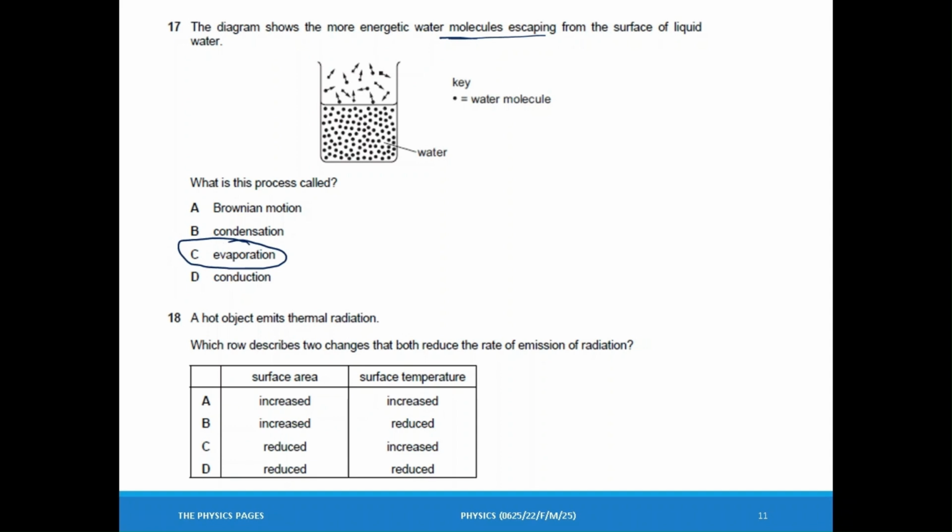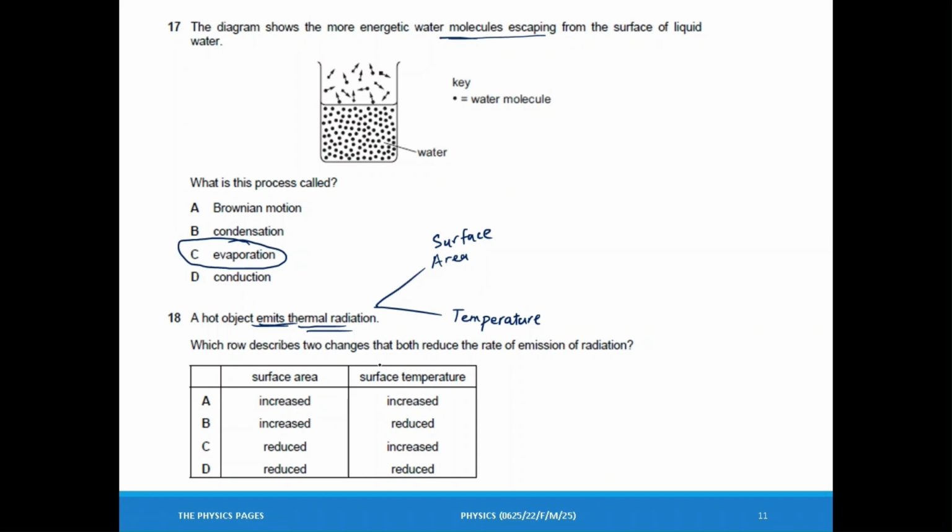Question number 18 is, a hot object emits thermal radiation. The emission of radiation depends upon two things. One is the surface area and one is the temperature. If both of them are more, more thermal radiation will be emitted. So emission of thermal radiation is directly proportional to the surface area. More surface area, more emission; more temperature, more emission.